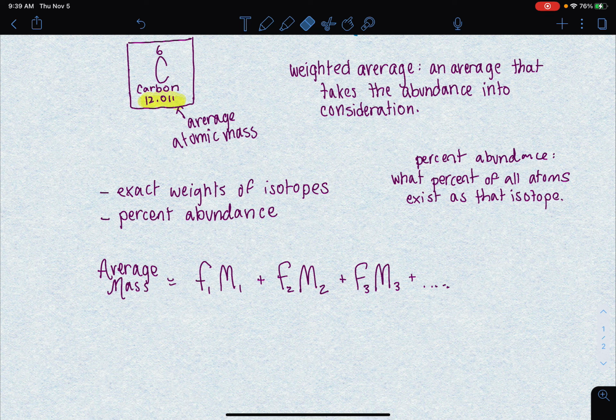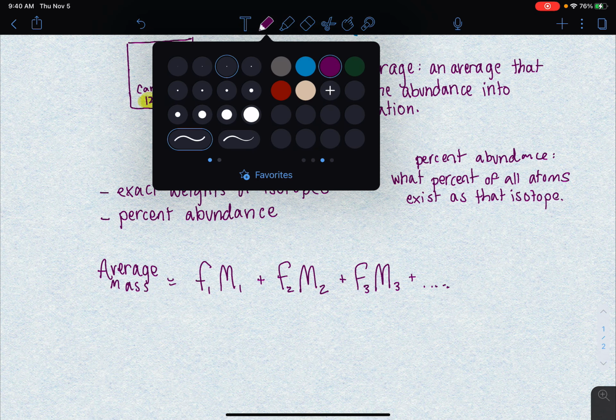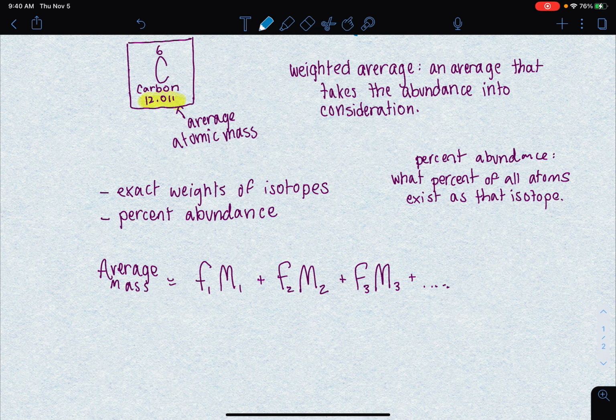So when you are looking at this equation, average mass is the mass from the periodic table. Actually, I'm going to change colors. I have all these pretty colors, so let's use them. So average mass is the mass from the periodic table.